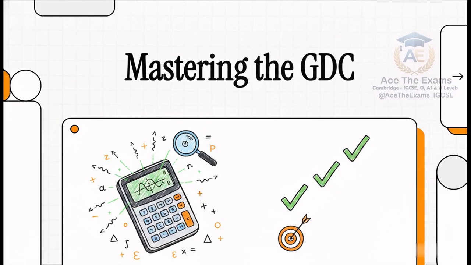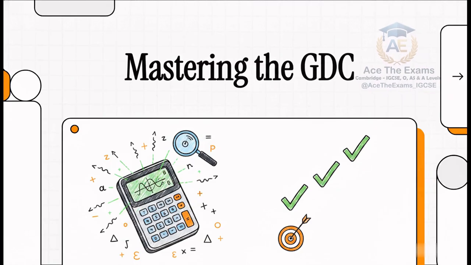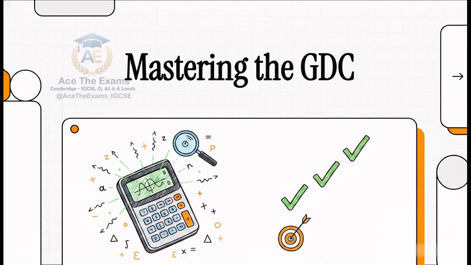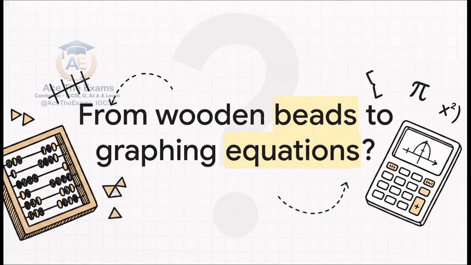Now, this isn't just a basic tutorial about figuring out where the on button is. No way. This is about absolute mastery. It's about turning this device into an extension of your own mind so you never, ever lose a single solitary mark to clumsy navigation or those devastating rounding errors. By the end of this, we're going to completely transform the way you look at that device in your hands. Okay, let's dive into this.